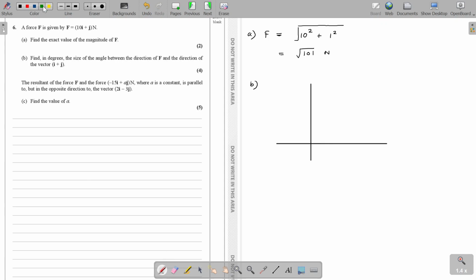Okay, so the first one is F is 10I plus J. So 10I plus 1J, which means on the x axis, on the I axis it's 10 units. On the J axis it's 1 unit, isn't it? So this is force F. Are you with me? This is force F. And then the other angle you have to mark is I plus J. I plus J is 1, 1, right? Which means it's over here.